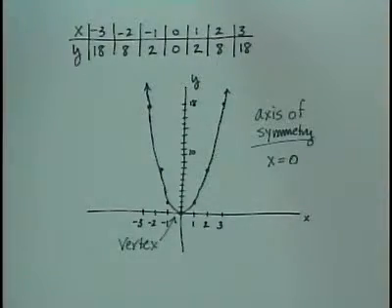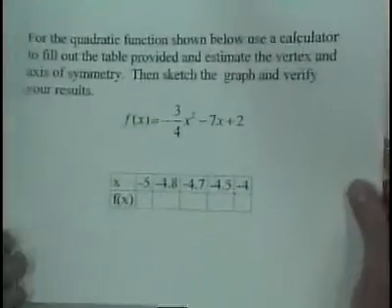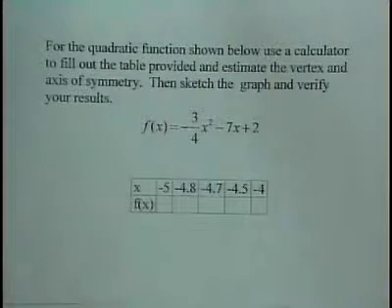Well, let's look at another example. For the quadratic function shown below, we're going to use a calculator to fill out the table and then estimate the vertex and axis of symmetry by looking at the table data. We're going to try to make an estimate of the vertex and axis of symmetry. Then we're going to sketch the graph with the help of a calculator and verify our results.